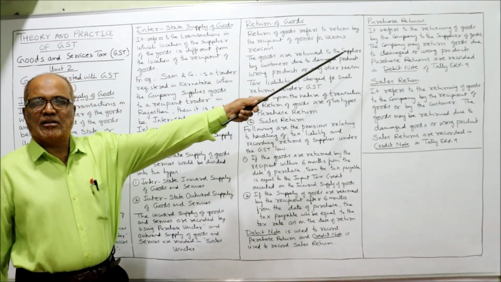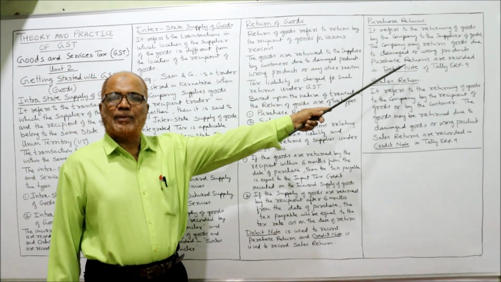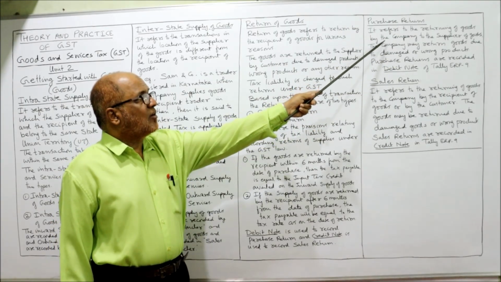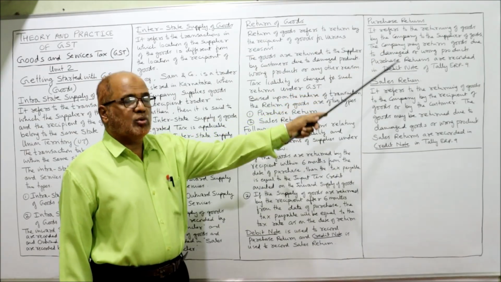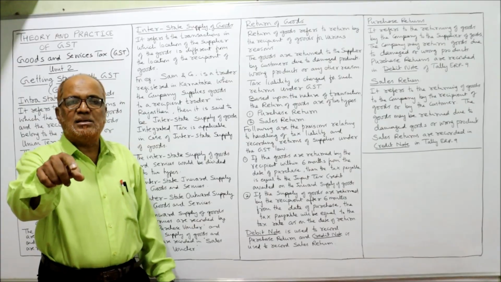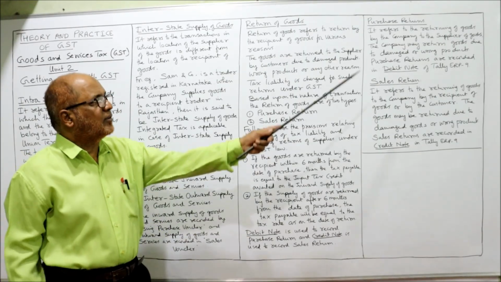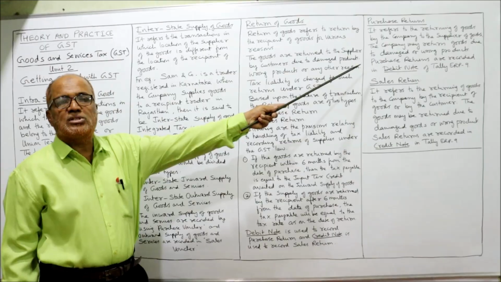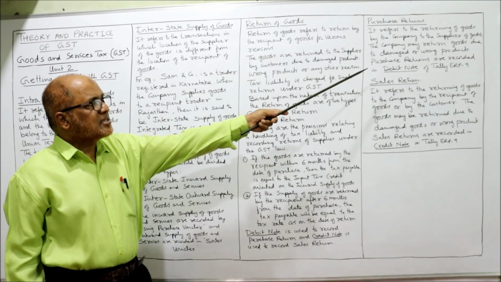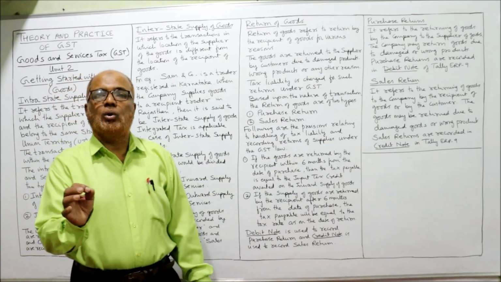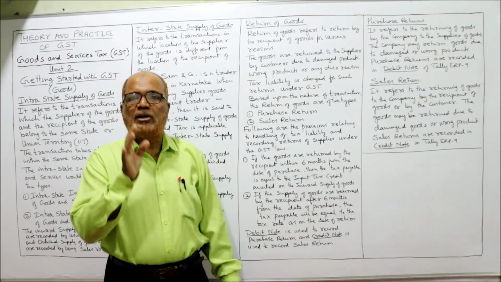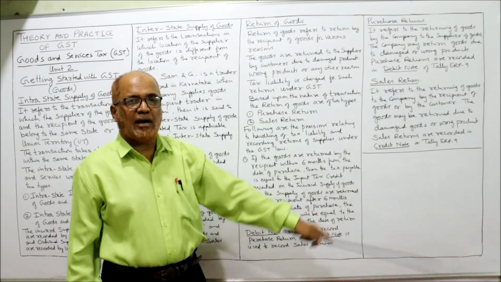Now, purchase return, specifically separately I have given how it will be treated according to GST law. It refers to the returning of goods by the company to the supplier of goods. Purchase return is the return of goods by the recipient of the goods to the supplier of the goods. The company may return the goods due to damaged product or wrong product. Purchase returns are recorded in debit note. I told you the purchase returns will be recorded in the debit note in Tally ERP 9.